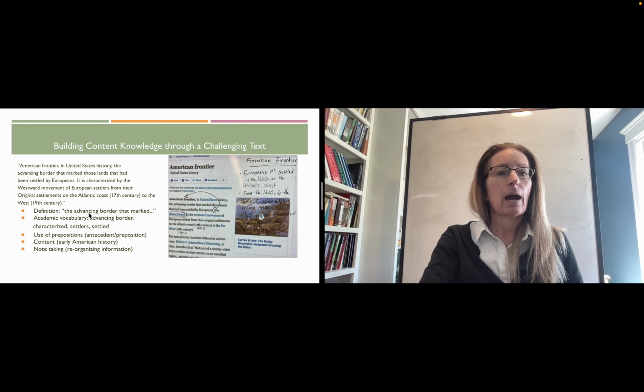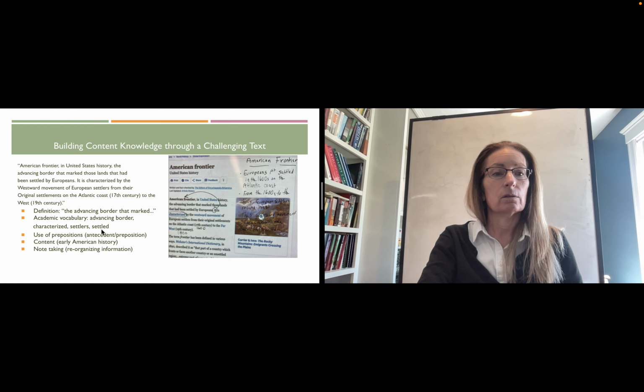So we talked about how the definition for American frontier is included here, which is the advancing border, and we talked about what advancing border means. We also discussed words like characterized, settlers, and settled. We focused on prepositions. Students took notes. This related to early American history. And then, as I said, we reorganized the notes and then my students copied those in their own notebooks.